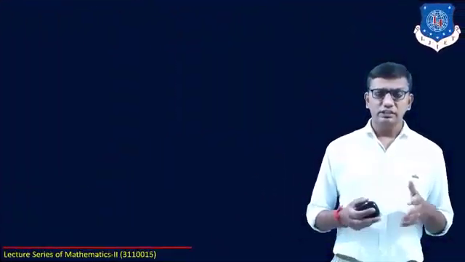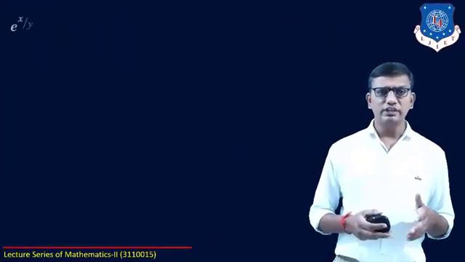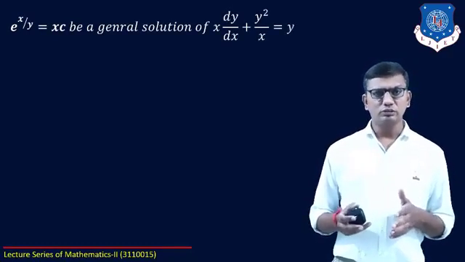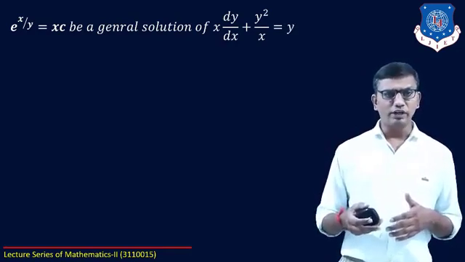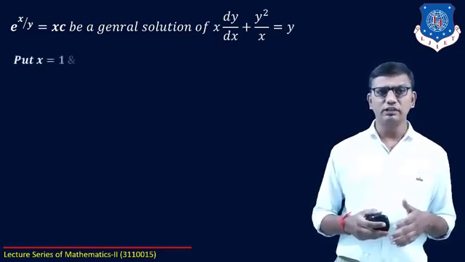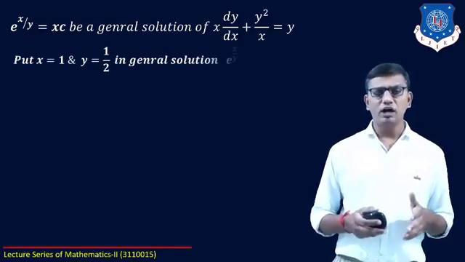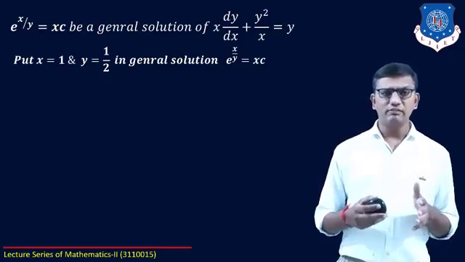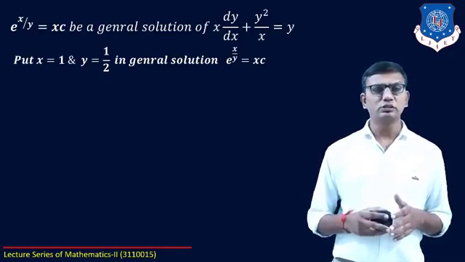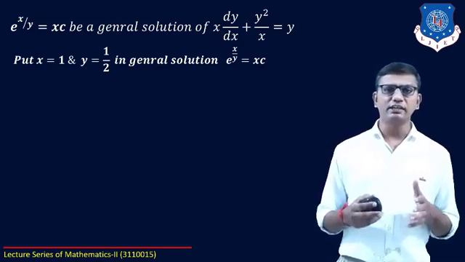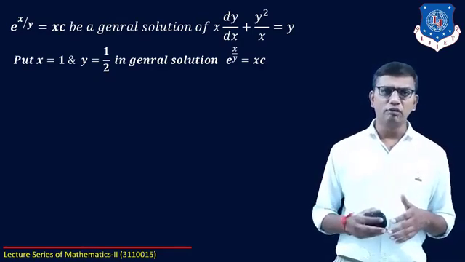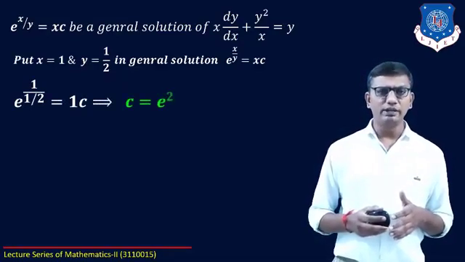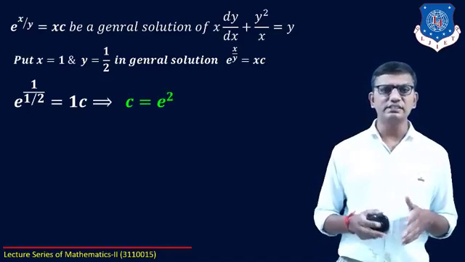Now we use the initial value condition because we have a general solution e raised to x by y equal to xc, and we want to find the particular solution according to the initial value condition. The initial value condition is y of 1 equal to 1 by 2. So our x is 1 and y is 1 by 2. Put in this general solution e raised to x by y equal to xc and find the value of c. So we put x equal to 1 and y equal to 1 by 2. Then finally we get c's value is e square.